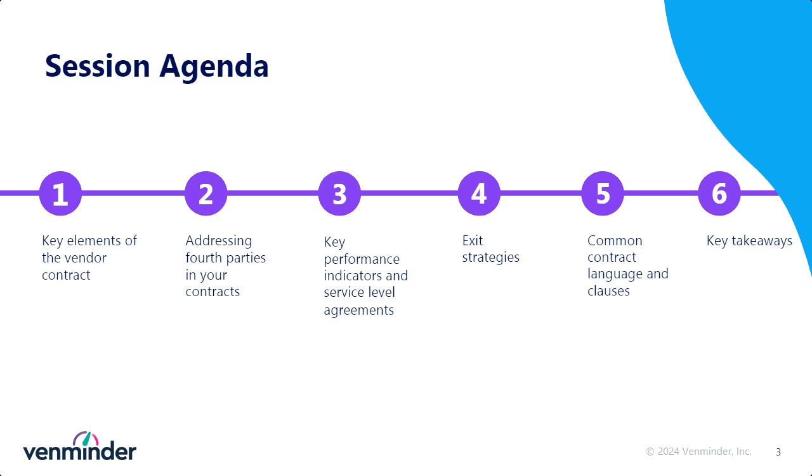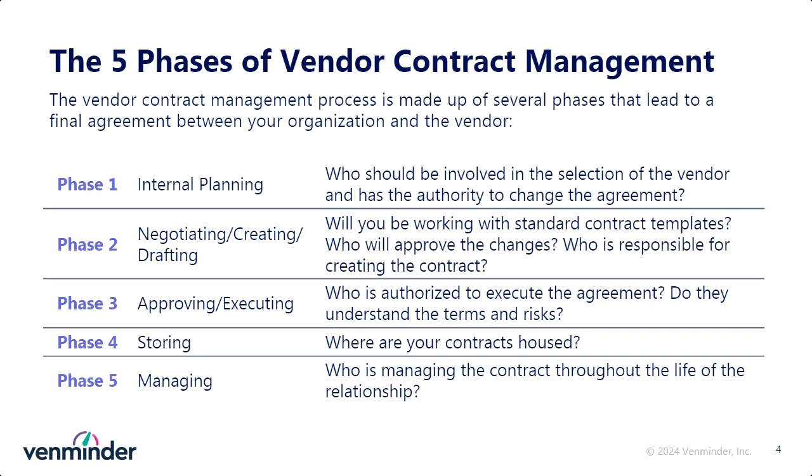Okay, so let's start by reviewing the 5 phases of vendor contract management. First phase is internal planning. You're going to work through who should be involved in the selection of the vendor and who has the authority to put an agreement in place with that vendor. There probably are multiple people involved in that process, so you want to make sure that you have all collaborators involved from the beginning.